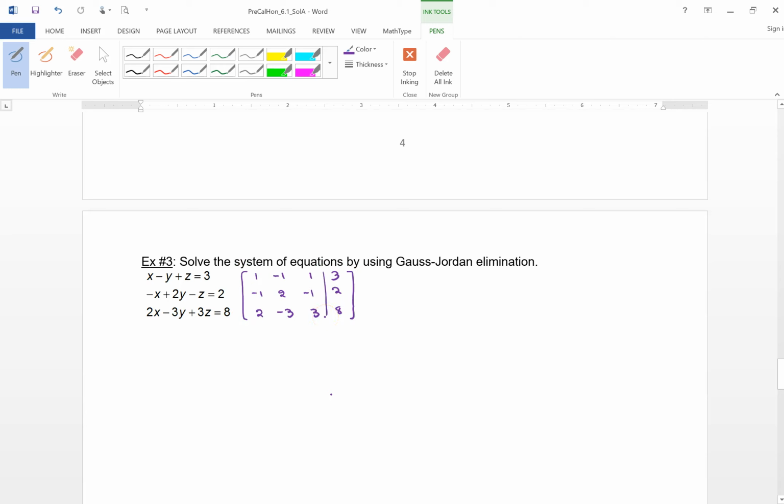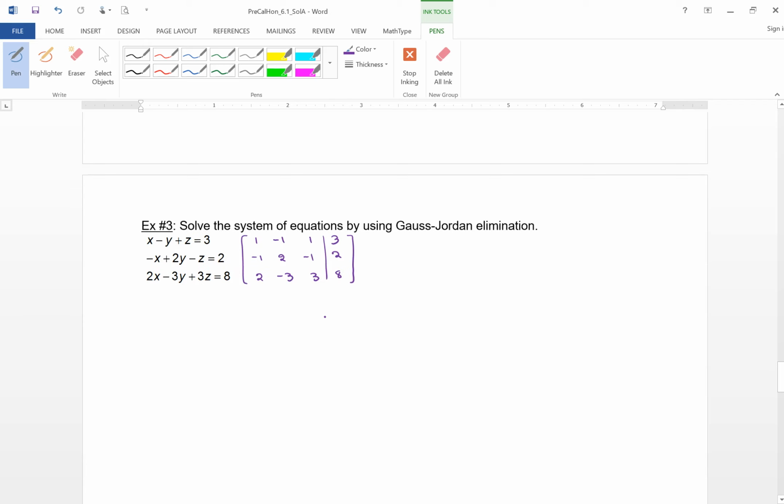Now the process is the same, and I will try to not combine steps. What I want to do first is get a 0 here. If you wanted to, you could switch these 2 rows, but I'm not going to in this one. So how can I get a 0 here? 2R2 plus R3. So 2 times row 2 plus row 3.